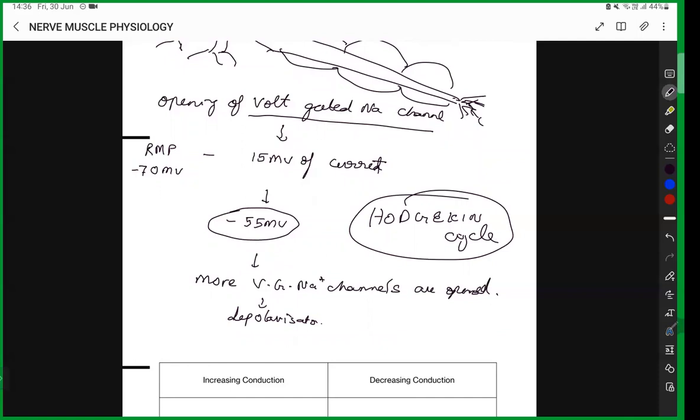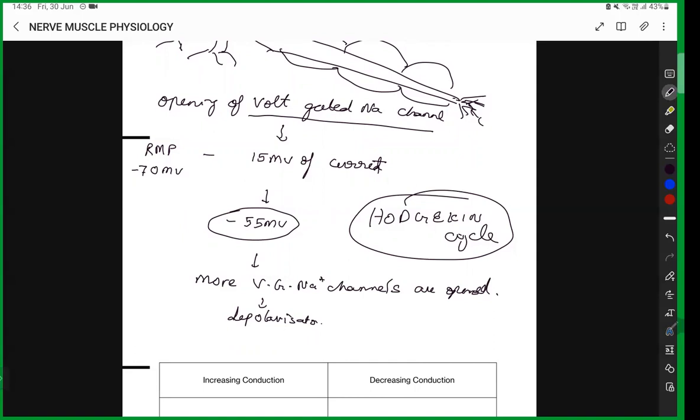Now what happens at this minus 55? There is a rapid upstroke of the membrane potential. The membrane potential moves towards the equilibrium potential, that is plus 60 millivolt. Until then it goes, and numerous sodium influx is going to occur through 50 to 75 voltage gated sodium channels that are present, and through the nodes of Ranvier, of which 2000 to 12,000 are available.